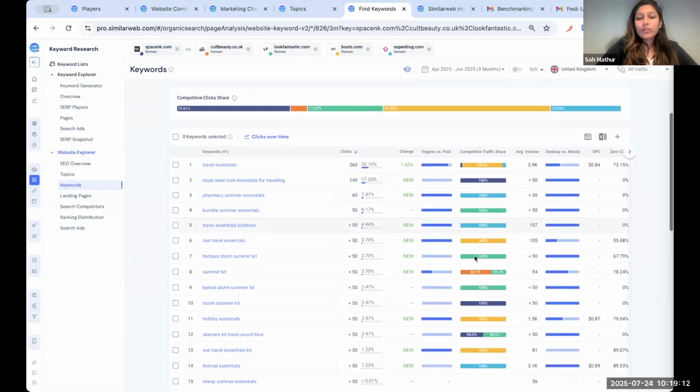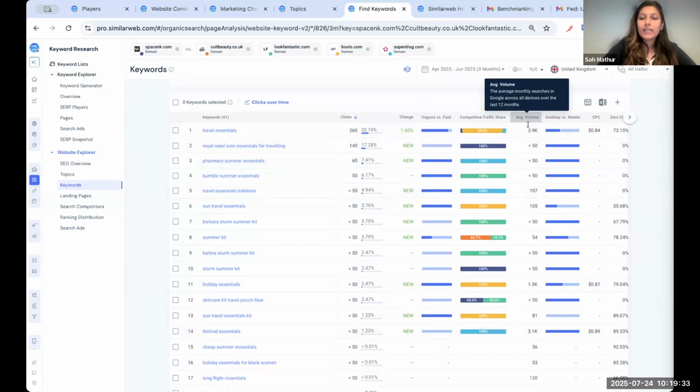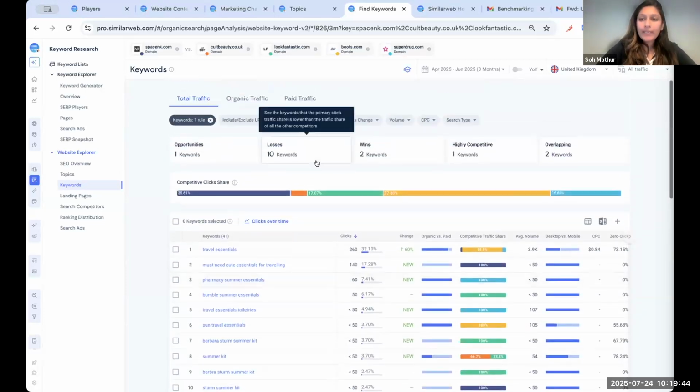And if you scroll down towards these keywords, you can actually see which are the ones that they're winning traffic from. So if you look at the yellow color, that's where Boots is winning a lot of traffic. You can see the likes of holiday essentials, sun travel, sun travel kit. That's where Boots is getting 100% of the traffic. But how you can identify opportunities is by looking at what has more of a demand. And that's what you look at when it comes to the average volume, the search volume. So with that said, all of these topics and keywords are your opportunities to be able to update content, optimize content, bid on these keywords, etc.